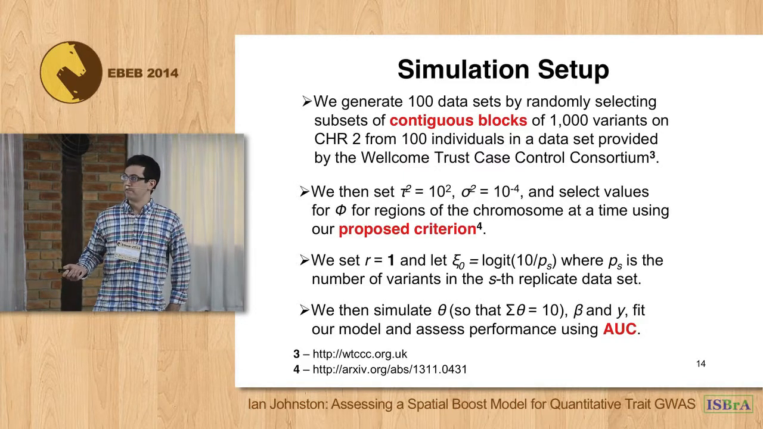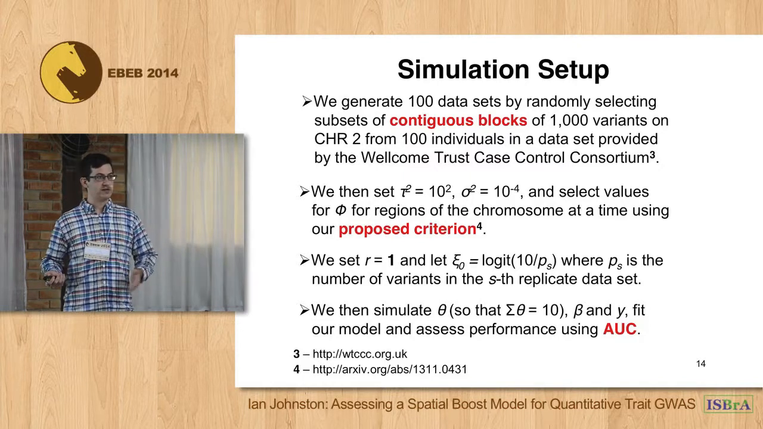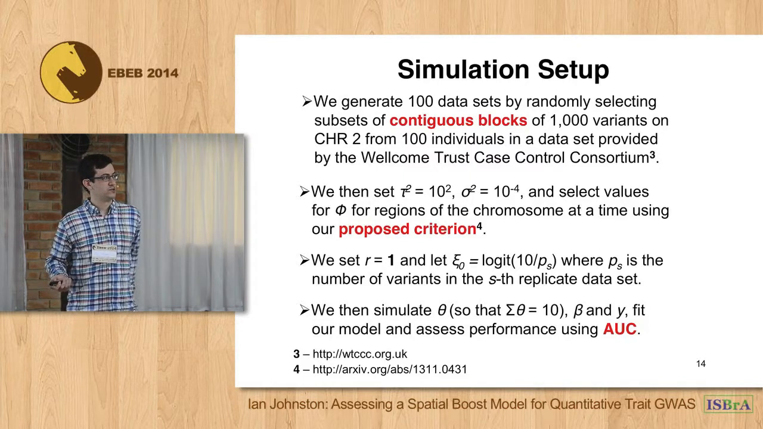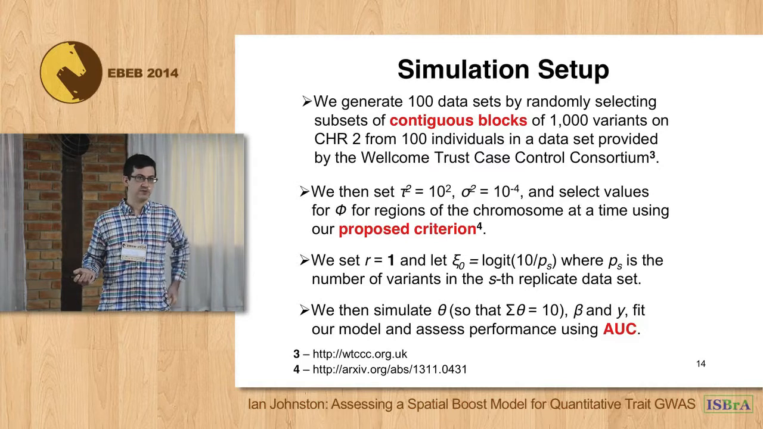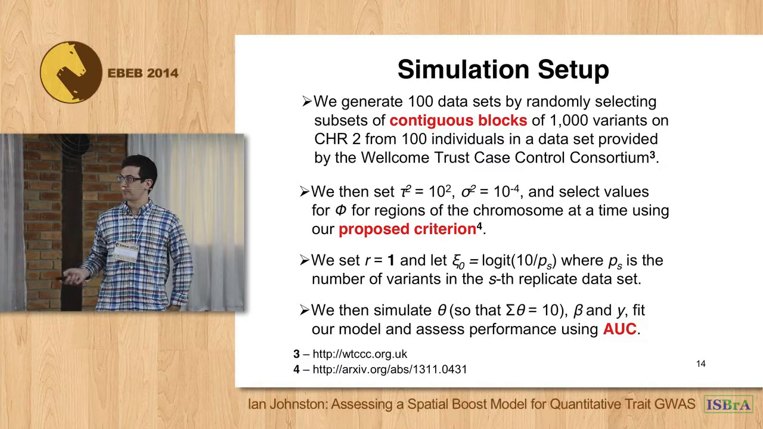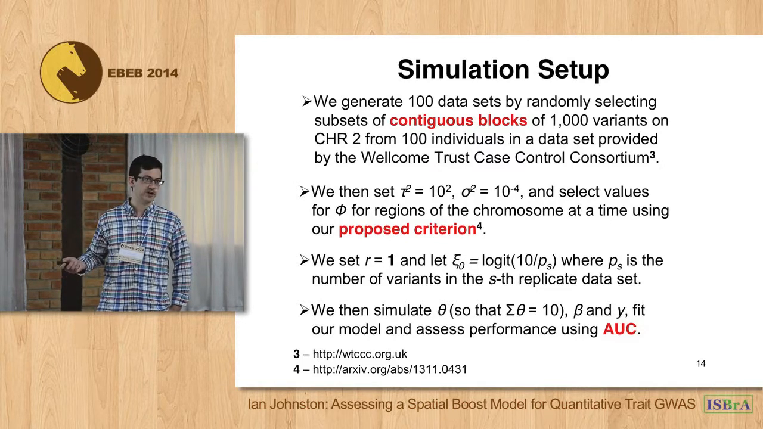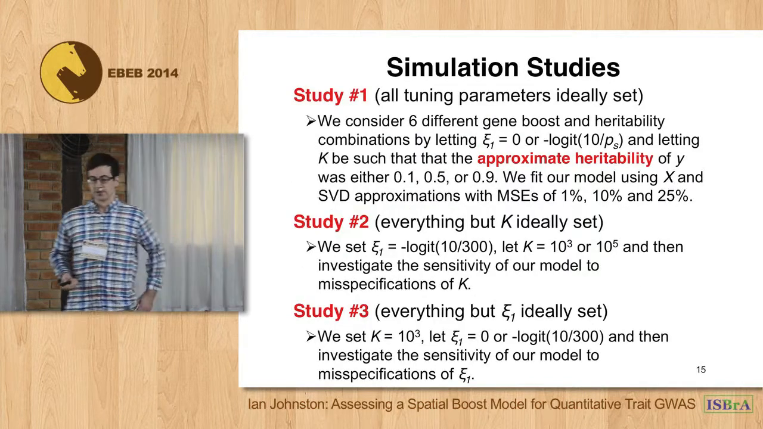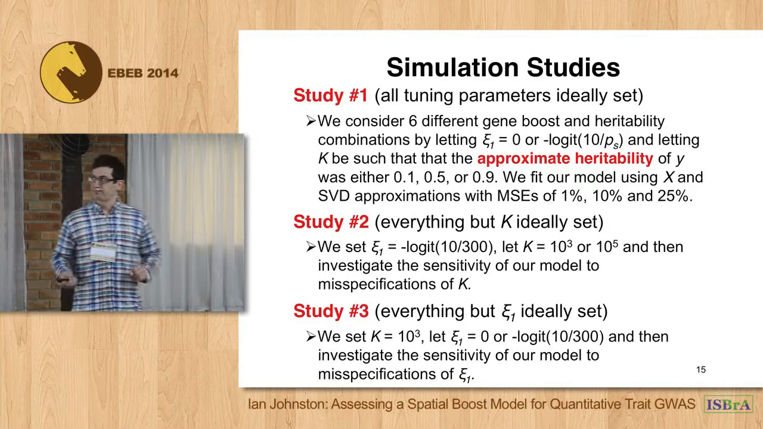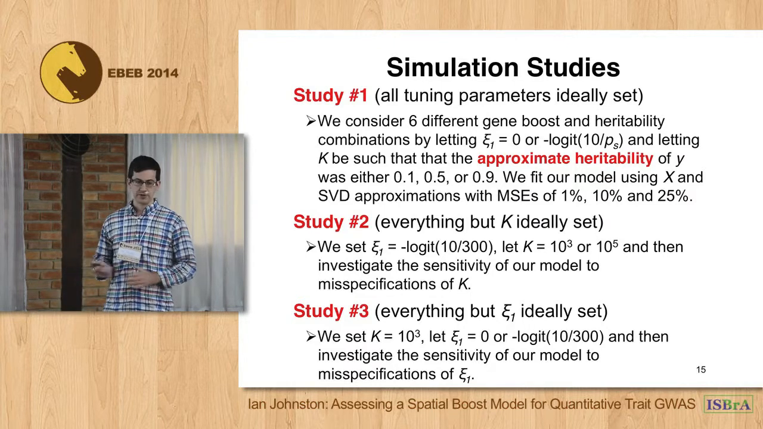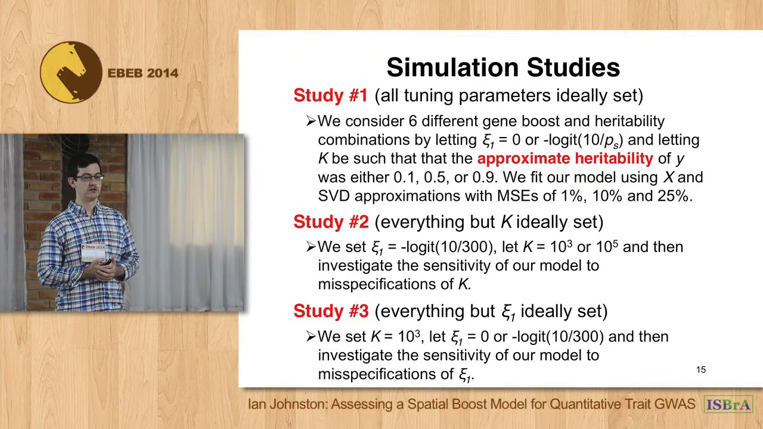And finally, we're going to fit the model in a variety of settings and assess the model performance using AUC, the area under the ROC curve. So using our knowledge of the ground truth here, we can actually construct the ROC curve and then compute the area under it. So there are 3 things we really want to assess. First of all, we want to understand how the model performs in a variety of different settings.